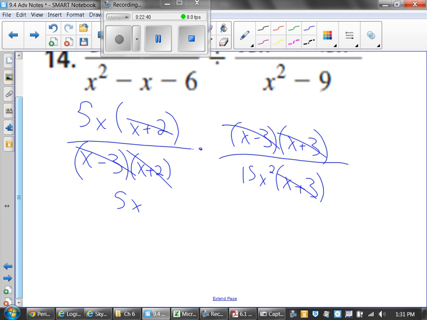So you're left with 5x over 15x squared, which gives you 1 over 3x. Wait a second. 5 over 15 is 1/3. x over x squared is 1 over x. So I got 1 over 3x plus 3, which simplifies to 1 over 3x.